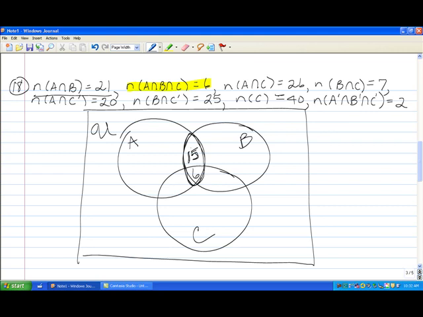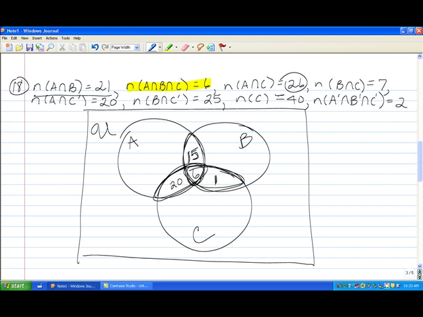Now A intersects C, and I'm going to darken this, should have 26. I already have 6, so I need 20 more. B intersects C, I should have 7, but I've already got 6, so I need 1 more.